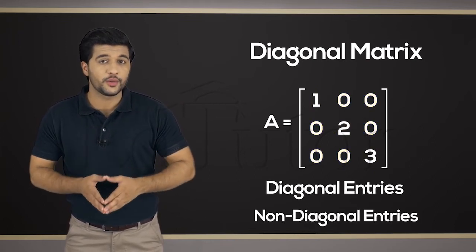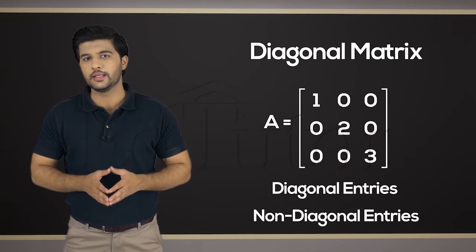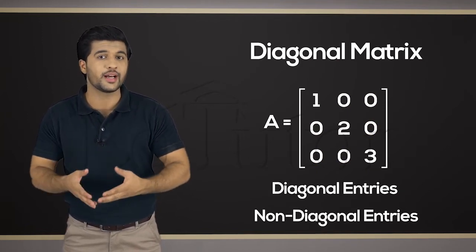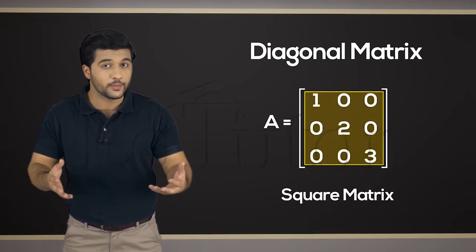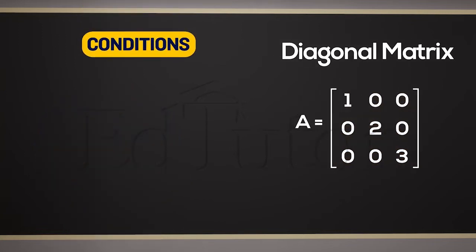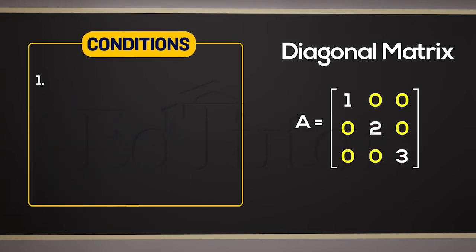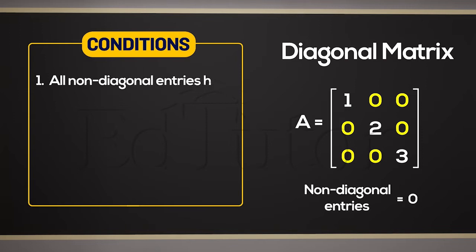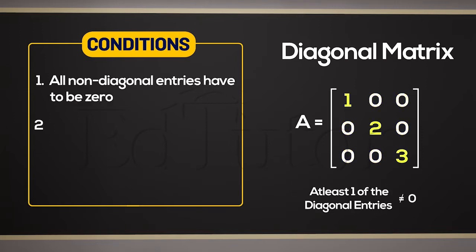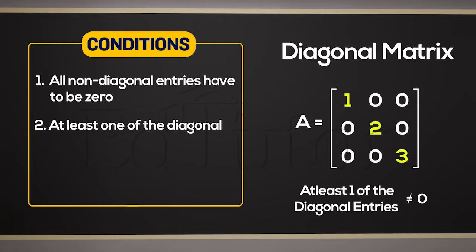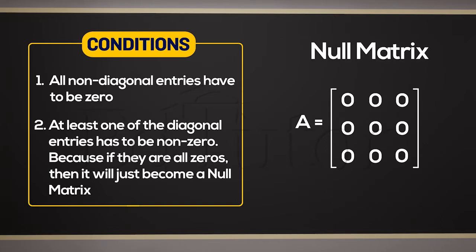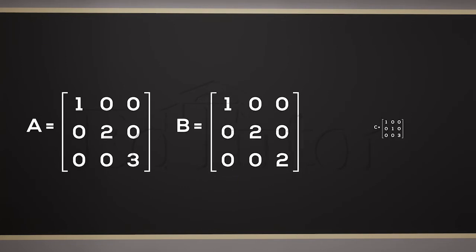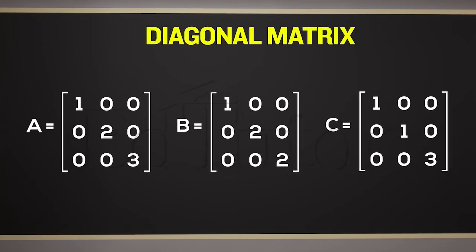Now that you are familiar with diagonal and non-diagonal elements, let's look at what makes a matrix a diagonal matrix. A diagonal matrix is a square matrix that fulfills these two conditions: number 1, all non-diagonal entries have to be 0. Number 2, at least one of the diagonal entries has to be non-zero, because if they all are zeros, then it will just become a null matrix. So A, B and C are diagonal matrices.